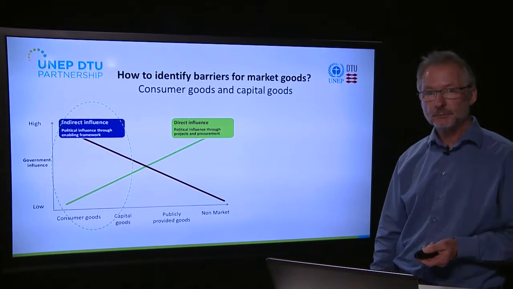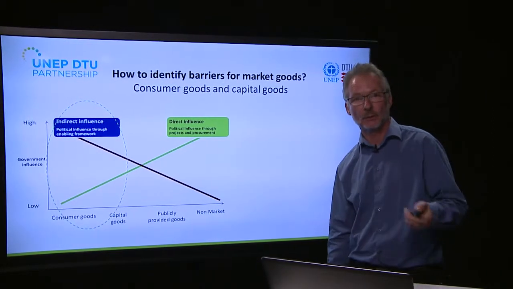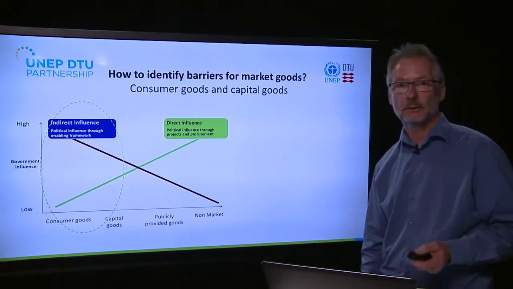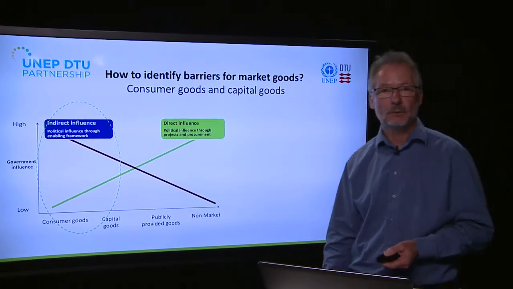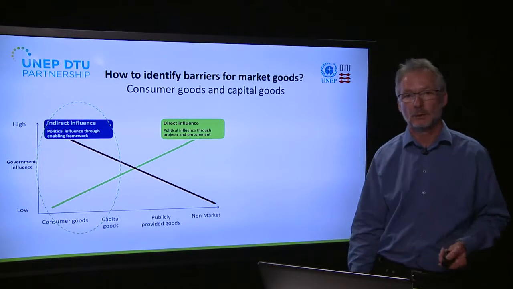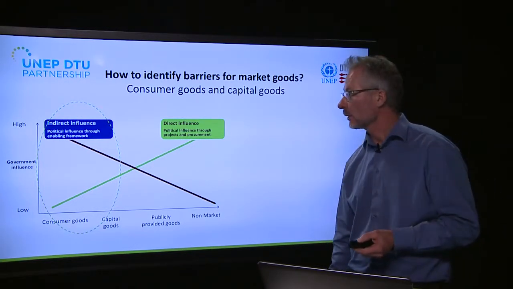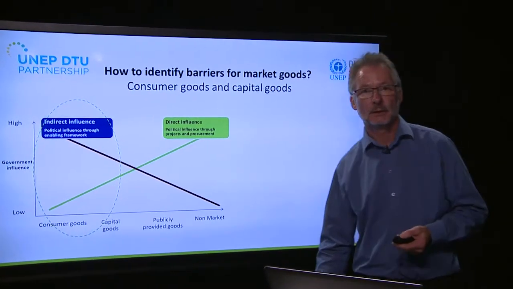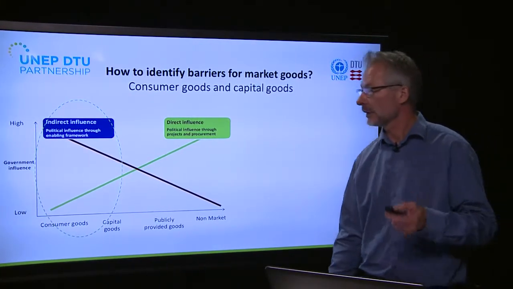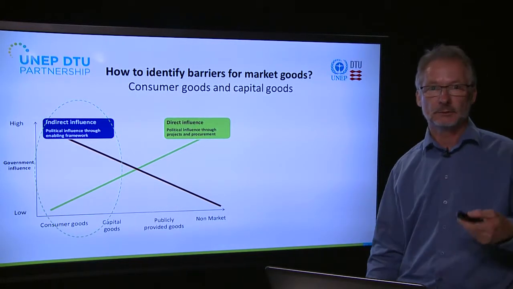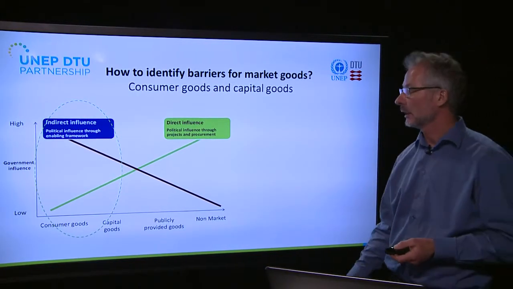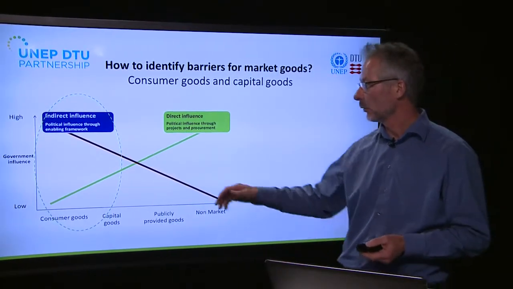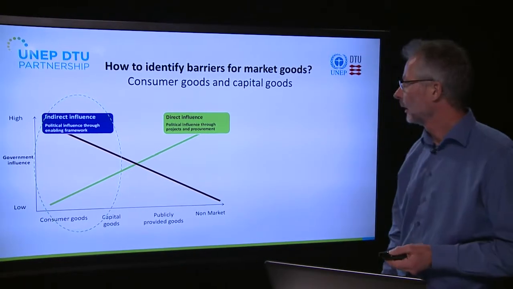The capital goods, on the other hand, are sold on more restricted markets. They are often bigger types of technologies, and examples could be cement factories or power plants. What is characteristic for the market goods is that government, if they want to stimulate diffusion of these technologies, can only do so by changing the market conditions, what we normally call the enabling framework.